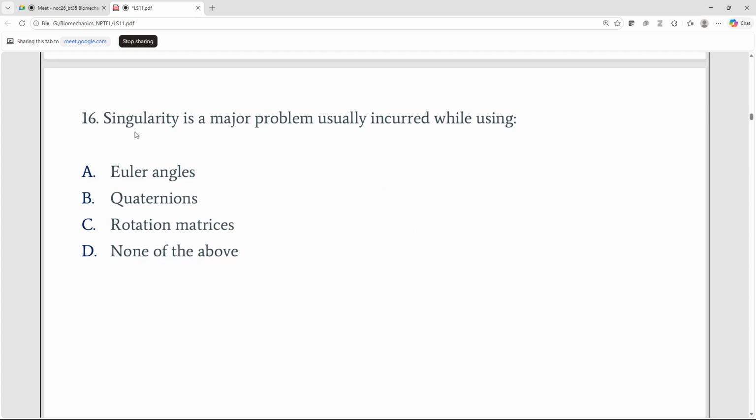Next question. Singularity is a major problem usually incurred while using which among the following? Options are option A, Euler angles, option B, quaternions, option C, rotation matrices, option D, none of the above.